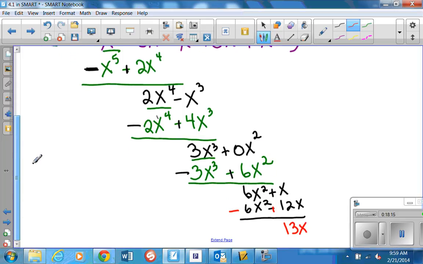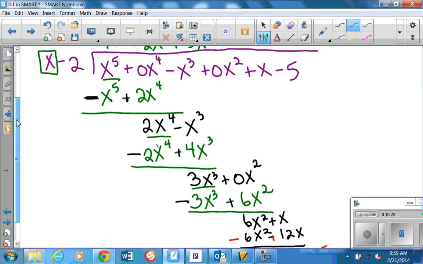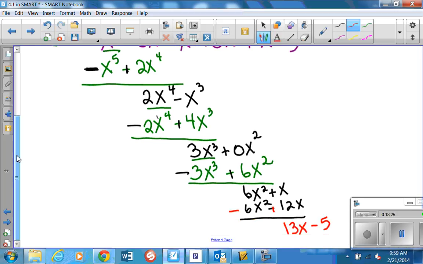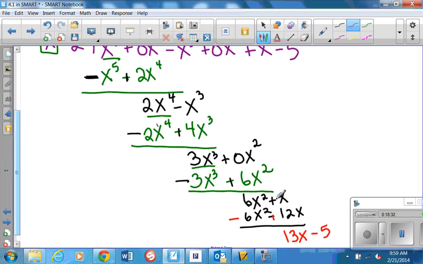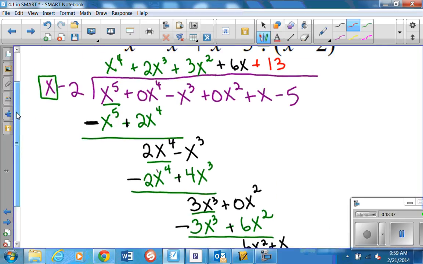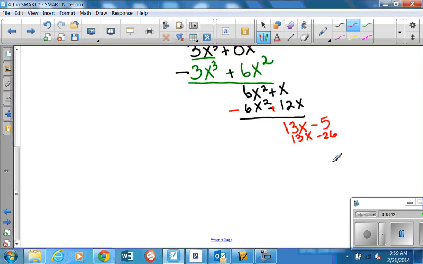And then finally, I get to bring down my minus 5. So I ask the x, Mr. Bossy, you will go into 13x 13 times. 13 times x is 13x. And 13 times negative 2 is negative 26. Subtract, changes the sign of both, and it looks like I have a remainder of 21.